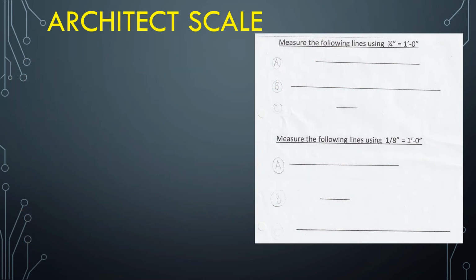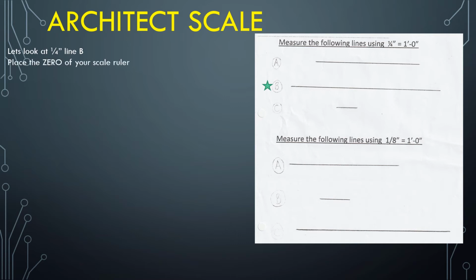Okay, let's take a look at the example from the handout. It's a little hard to see here, but we have A, B, and C, and we're going to measure them using the quarter-inch equals 1 foot 0 inches. We also have A, B, and C here, and we're going to measure using the following lines using 1/8 inch equals 1 foot 0 inches. So let's look at quarter-inch line B.